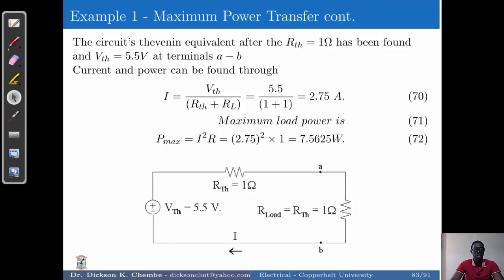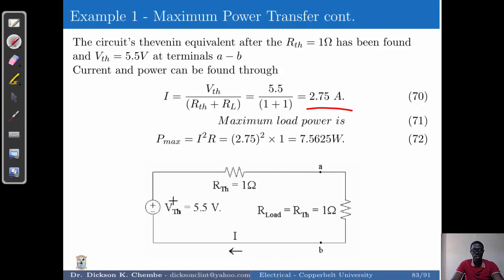So we determine the current from this equation. I is equal to VThevenin over R Thevenin plus RL, which is 5.5 over 1 plus 1, basically 2, and it gives us 2.75 amps. Now to get our maximum power, we have I squared R, which is 2.75 squared times 1, which is giving us 7.5625 watts.